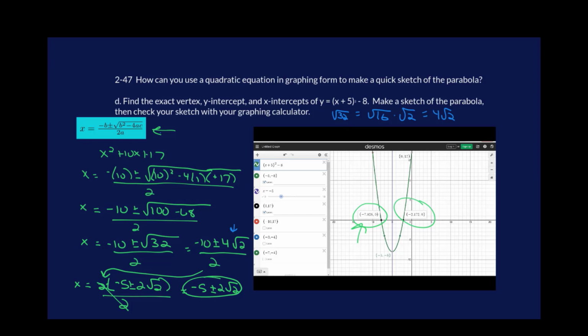That's for your x-intercepts. We already figured out our y-intercept is at (0, 17). And then our vertex is at (-5, -8). Also, when you plug these equations into a Texas Instruments or any kind of calculator that can handle it, you will get both of those x-intercepts. And the difference is this is exact, which is what they wanted. Exact is simplest radical form.